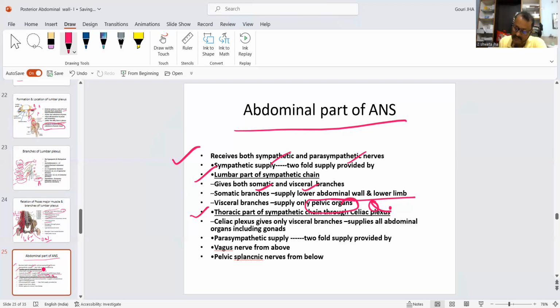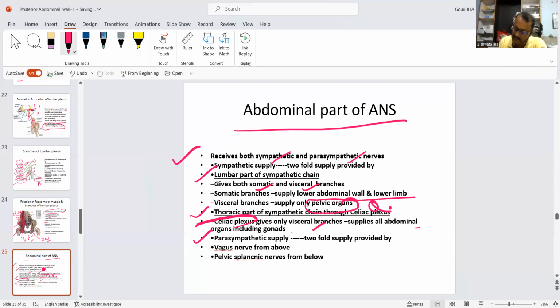The thoracic branches of the sympathetic chain will supply through the celiac plexus and will give visceral branches, and the visceral branches will supply all the abdominal organs, including the gonads. So thoracic is above and lumbar is below, but the thoracic sympathetic chain is taking care of all the viscera, including the gonads, whereas the lumbar sympathetic chain visceral fibers are taking care of only the pelvic viscera.